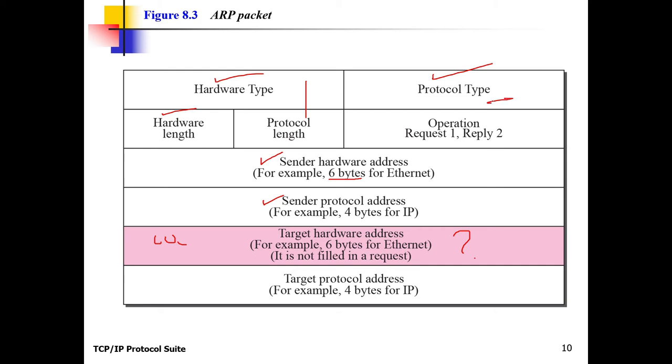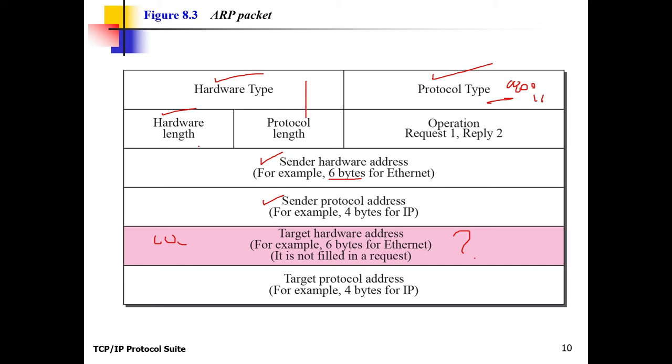Then we go to the protocol type. This is also a 16-bit field, and it defines the protocol. The value of this field for IPv4, for example, will be 0800 in hexadecimal. That means it's Ethernet, or it could be any other type.